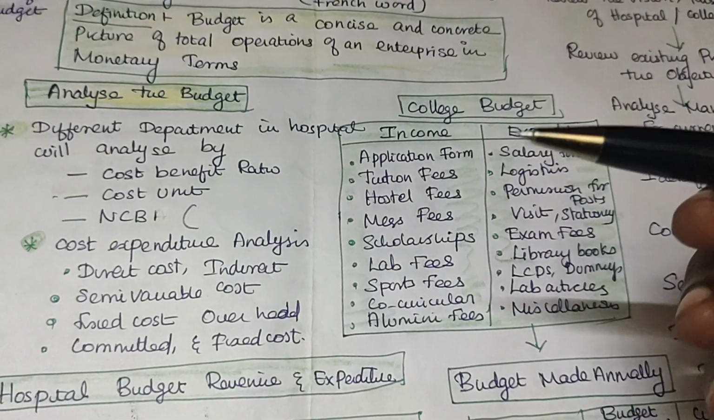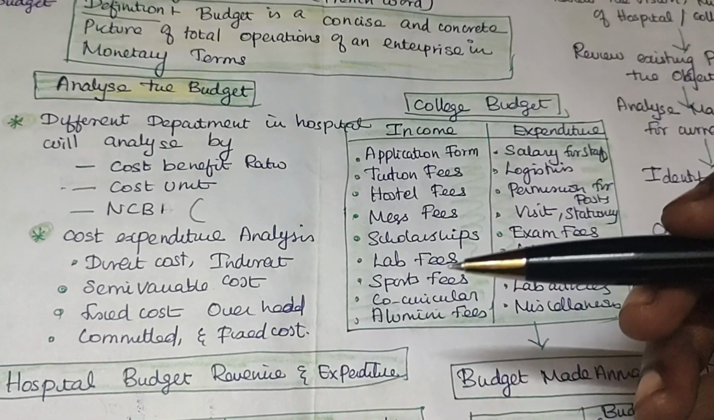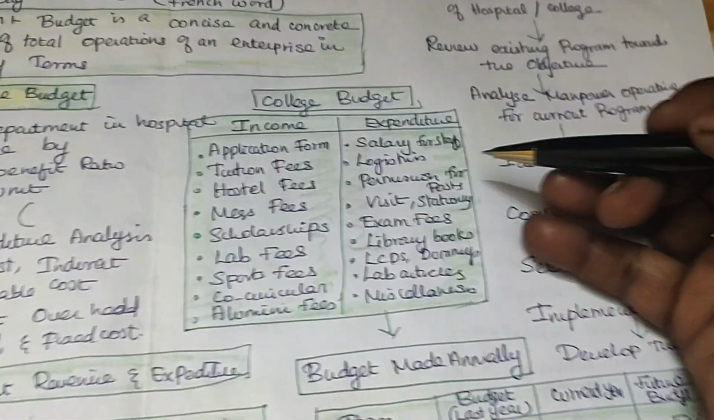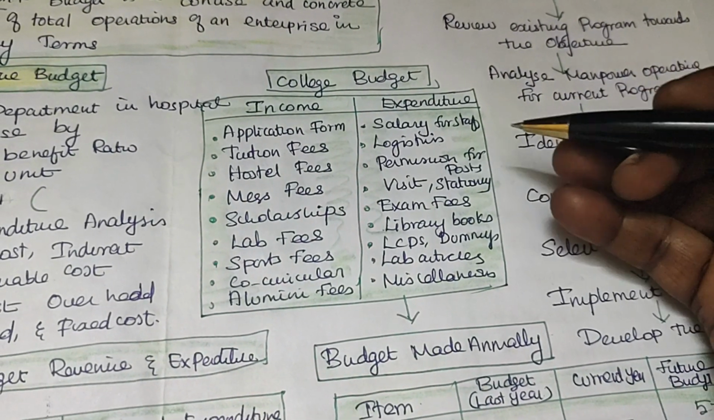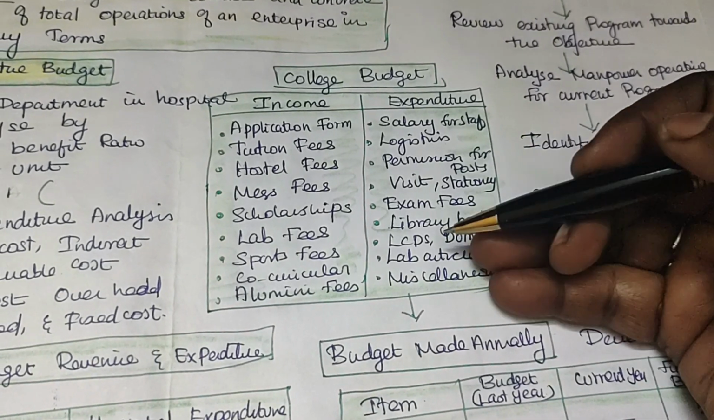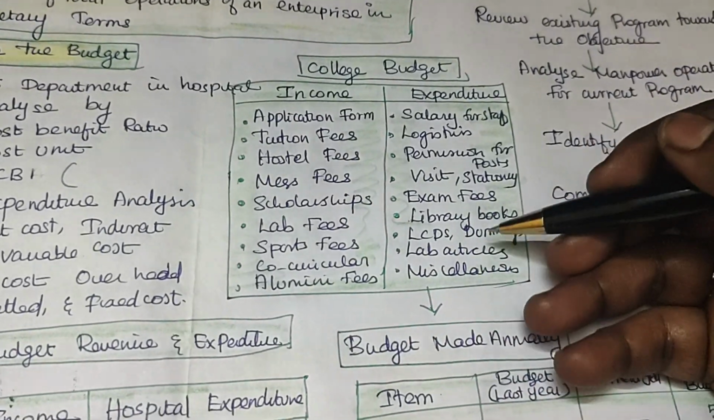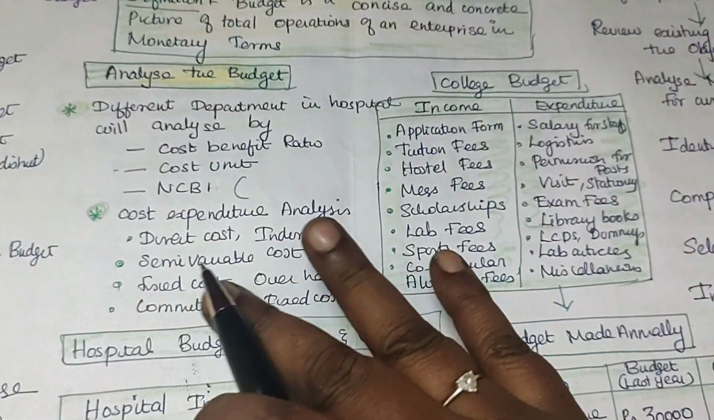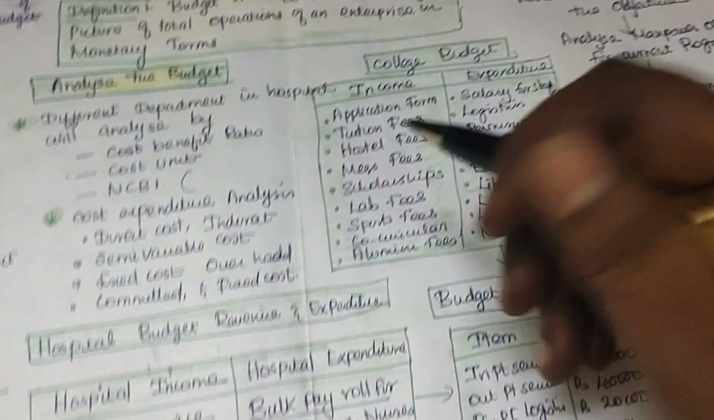Income: application form, tuition fees, hostel fees, mess fees, scholarship, lab fees, sports fees, curricular and extracurricular activity fees, alumni fees, many things we are collecting. Expenditure: salary, a huge amount going for the staff, logistic fees, then permission for getting the posting for the government setup, visit permission, stationery fees, exam fees, library fees, and you have to buy some journals, lab articles, and other miscellaneous items. So you are already analyzing how the budget is going, what all the departments are, and what the income and the expenditure is in the hospital or in this college of nursing.